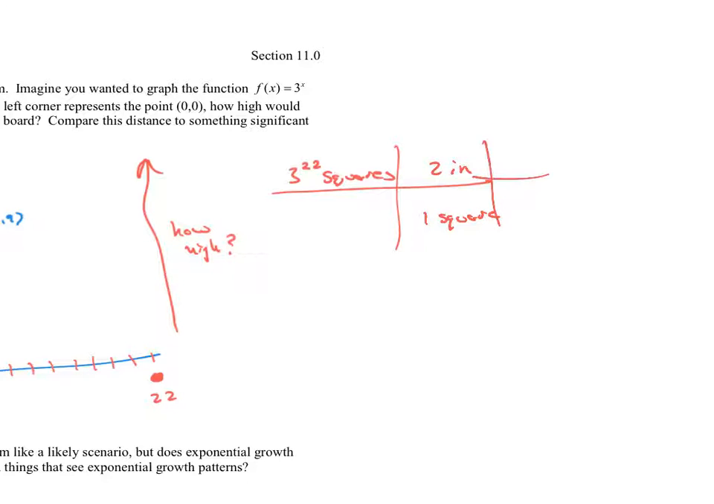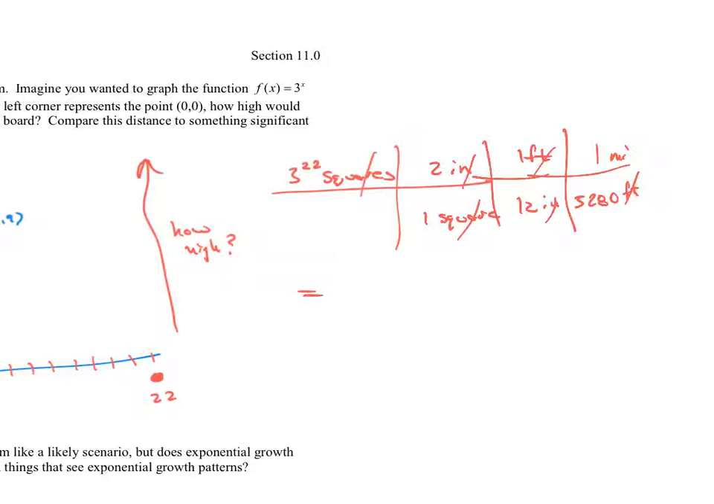And then I want to convert this to feet. I know that there's 12 inches in 1 foot. And I want to go further. Let's convert it into miles. I know that there's 5280 feet in 1 mile. So now I've gone from how many squares do I need to go up to how many miles do I need to go up.